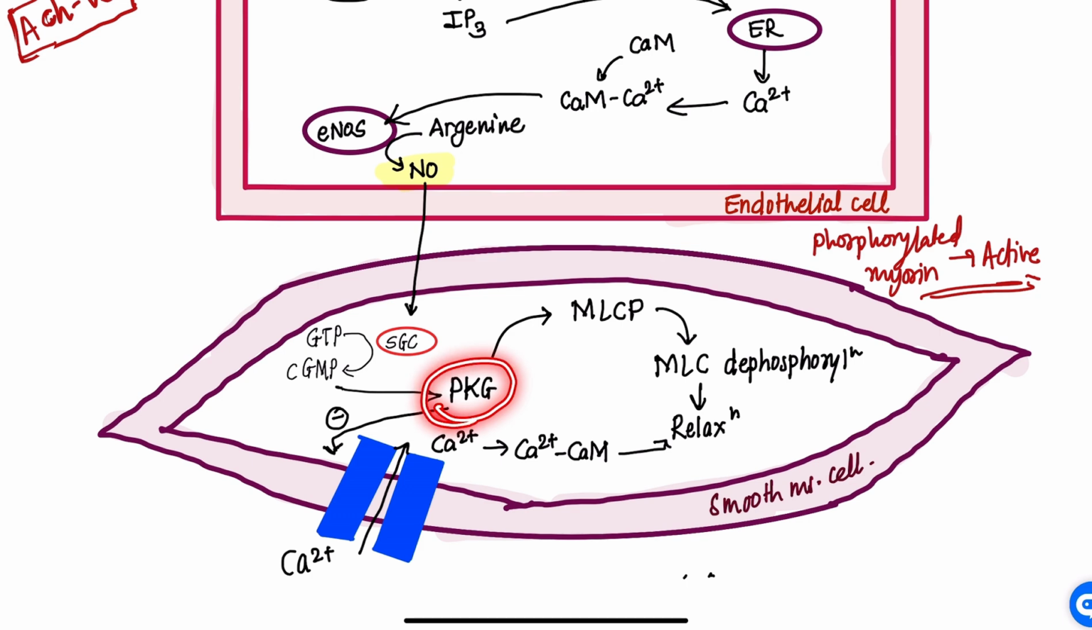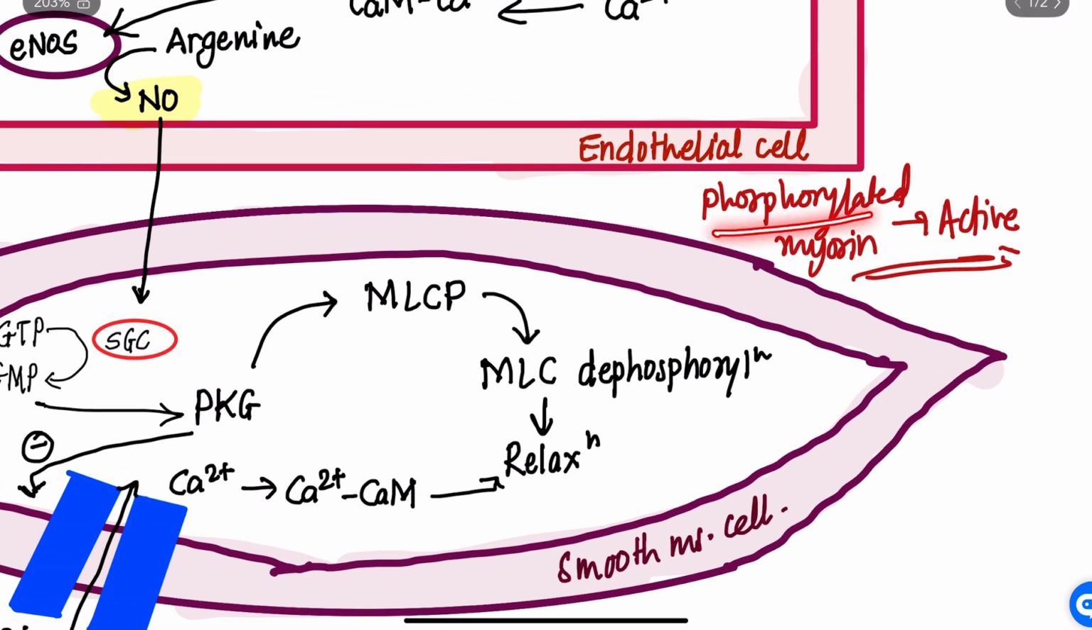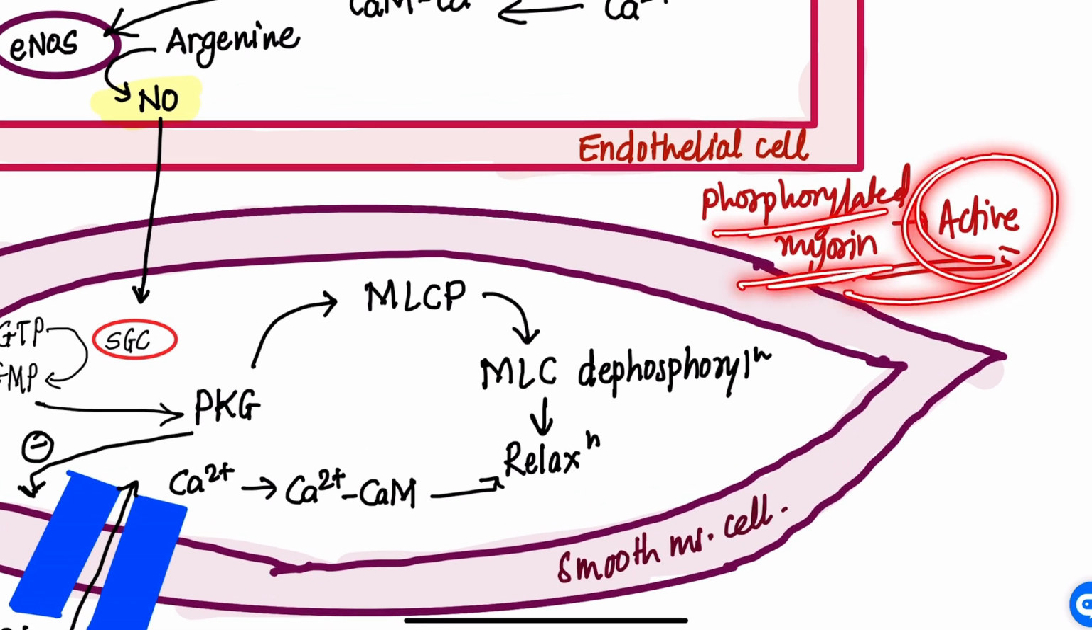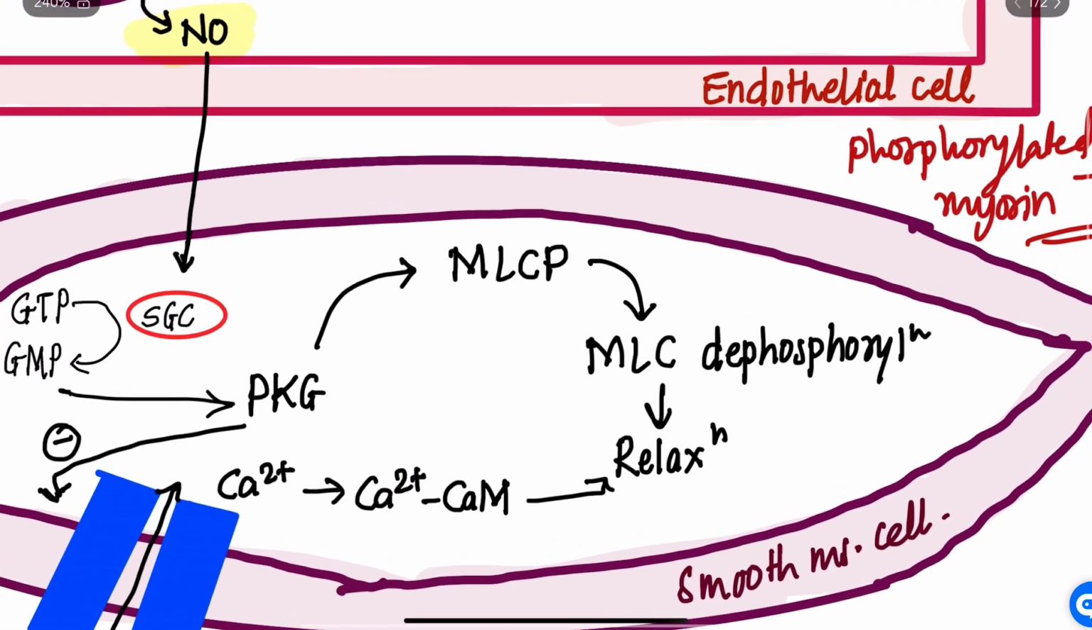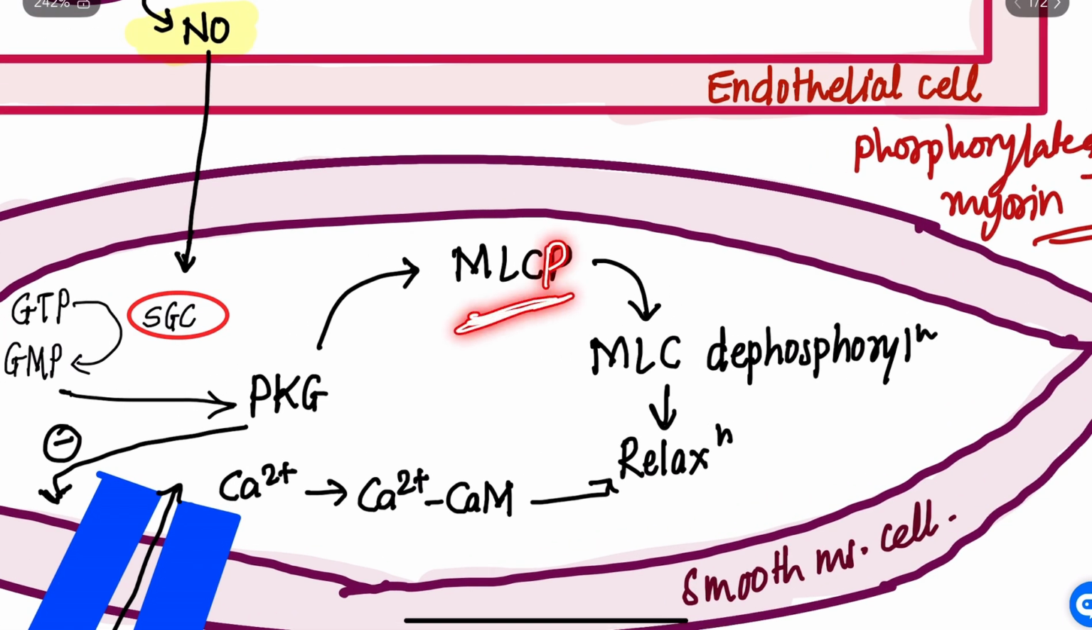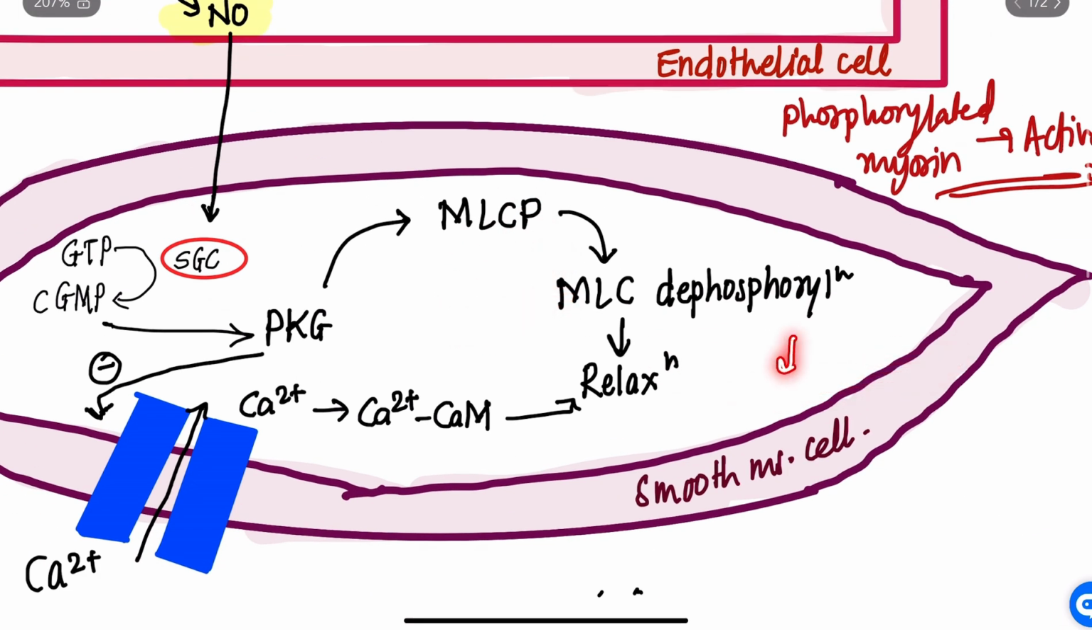This protein kinase G will continue its action through two mechanisms. First of all, it will activate myosin light chain phosphatase. Let's understand that phosphorylated myosin is the only active form of myosin. We all know that myosin is an essential protein for the contraction of the muscle. And when phosphatase enzyme is getting activated, there is dephosphorylation, which reduces the availability of phosphorylated myosin, and therefore there is decreased contraction, which eventually means that there is relaxation.